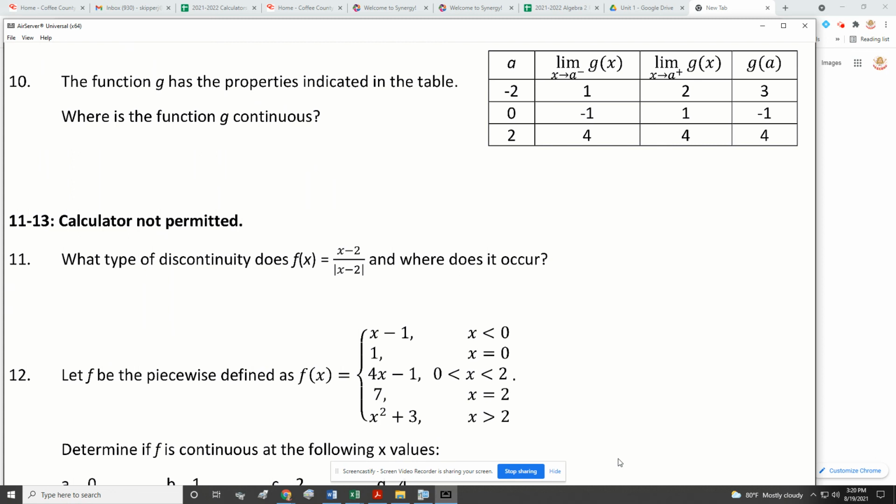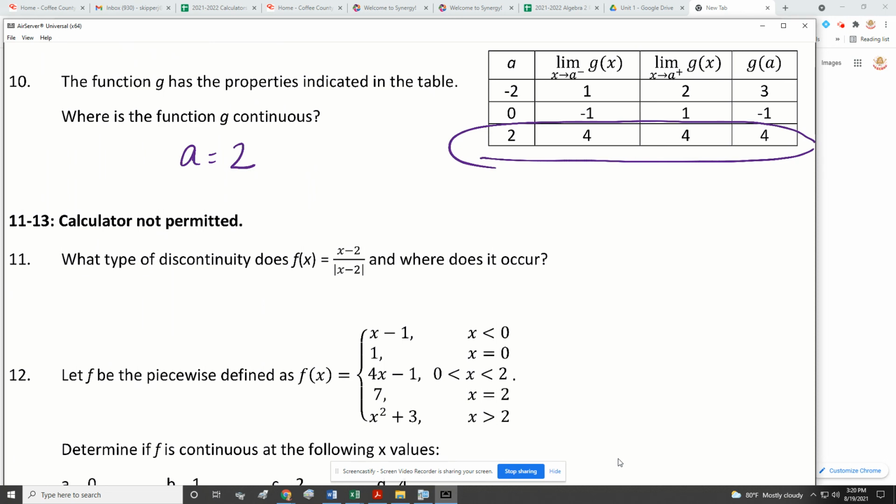For a function to be continuous at a point, it must be defined at that point, and the left and right hand limits must be equal, and they must be equal to the value of the function. So all three of these things have to be equal. The only time all three of those things are equal is when a is 2.